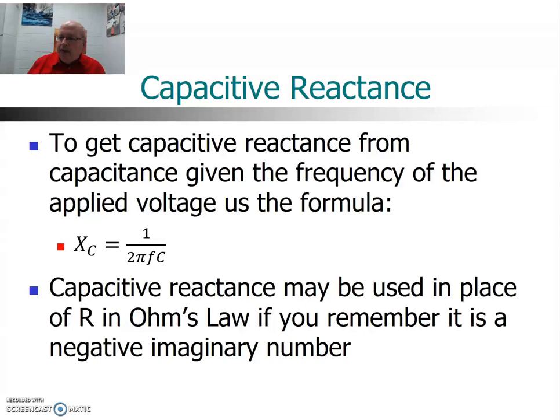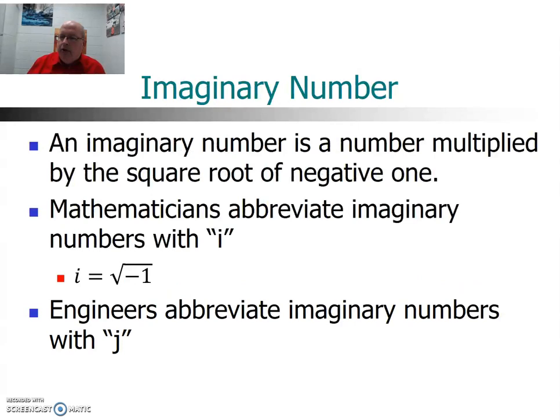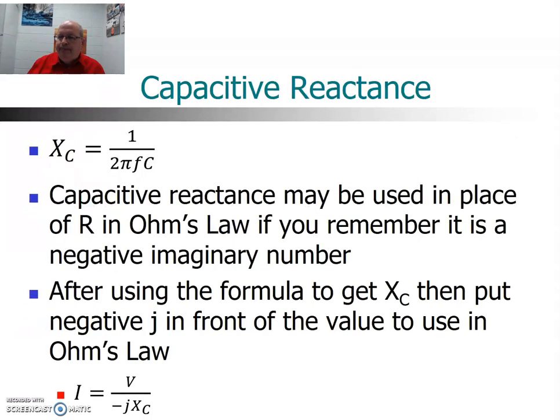Once we have the capacitive reactance, you can use that kind of in place of R in Ohm's law, but you have to remember that you're going to get a negative imaginary number. So let's recap. What is an imaginary number? An imaginary number is any number multiplied by the square root of -1. If you're a mathematician, you abbreviate that with a lowercase i. So i is equal to square root of -1. Engineers abbreviate imaginary numbers with a lowercase j, presumably not to confuse that with current.